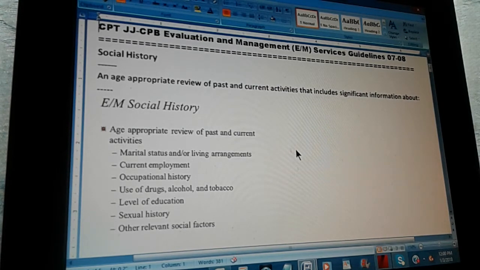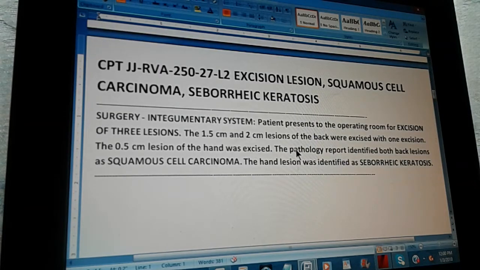Now we're going to do a problem. So ready, set, go. Okay, this is the problem. CPT JJ-RVA-250, page 250, exercise 27, and this is a level 2, which means that it is rather difficult. And the keywords are excision, lesion, squamous cell carcinoma, and seborrheic keratosis. Okay? And it reads like this.